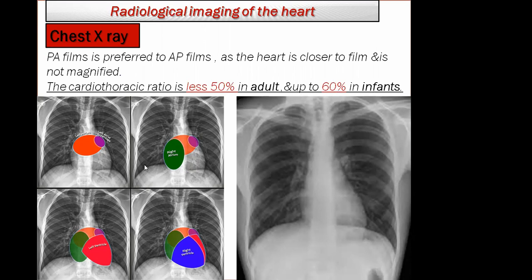So this is a chest X-ray showing the left atrium, the left atrial appendage here is its site. This is the right atrium. This is the right ventricle, and this is the left ventricle.